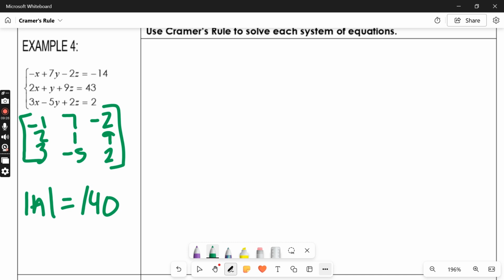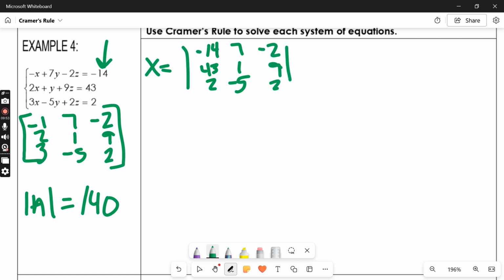Okay, so then I'm going to start by finding x. I'm going to use my coefficient matrix, but I'm going to replace the x's with those answers that are on the other side of the equal sign. So this will be negative 14, 43, and 2. And then I'm going to leave everything else about the coefficient matrix exactly the way that it was. And I'm going to divide this by 140.